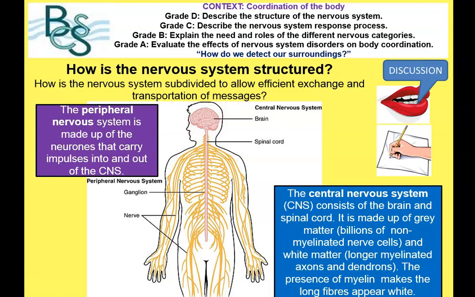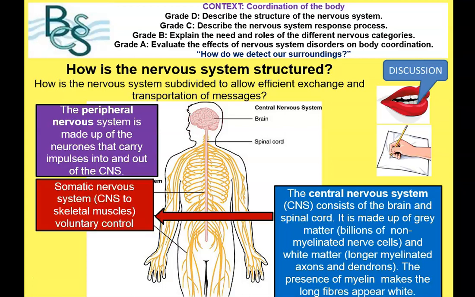So actually, if you think about a reflex arc, for instance, where you have sensory, relay, motor, the relay neuron would be part of the central nervous system, but the sensory and the motor neurons would all make up that peripheral nervous system. They're often shortened to CNS for central nervous system and PNS for peripheral nervous system.